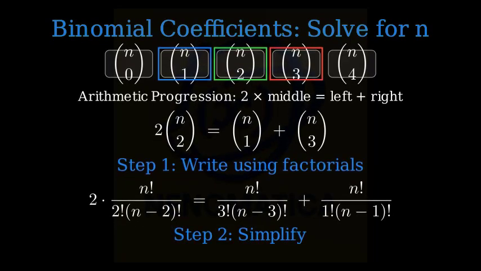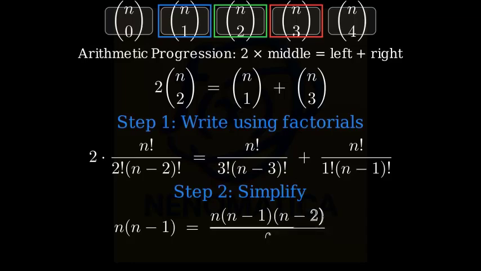Step 2. Simplify the factorials. n choose 2 simplifies to n times (n minus 1) over 2. n choose 3 simplifies to n times (n minus 1) times (n minus 2) over 6. And n choose 1 simplifies to n. So our equation becomes n times (n minus 1) equals n times (n minus 1) times (n minus 2) divided by 6 plus n. Now multiply both sides by 6 to clear the denominator.